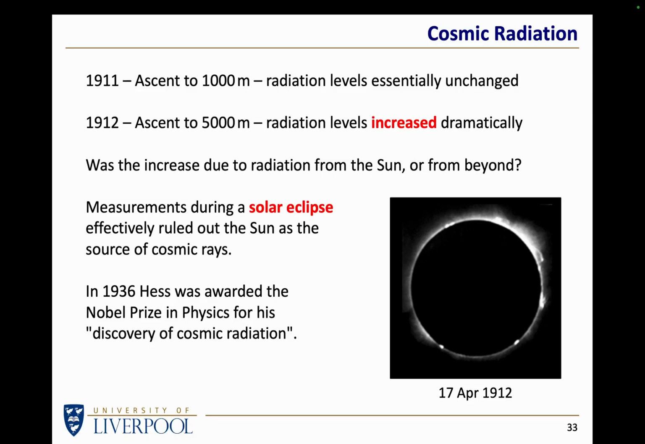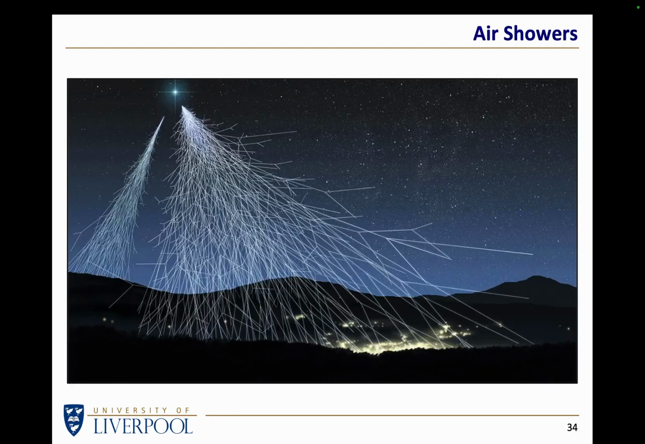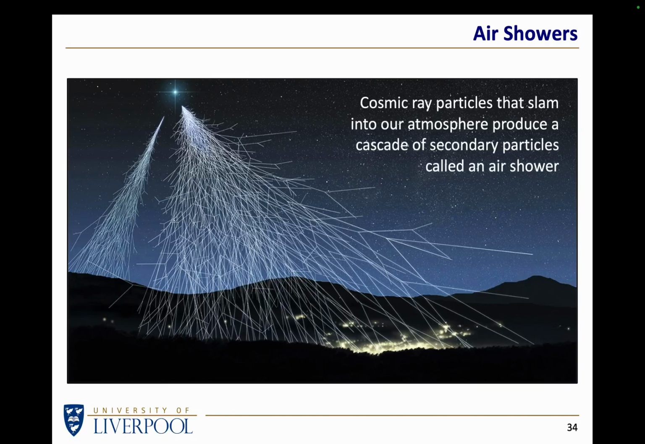The terms cosmic rays and cosmic radiation cropped up in the 1920s, and he got the Nobel Prize for taking these historic balloon flights and showing what was going on. We now know something about what's happening. We know that particles are hitting the top of the atmosphere and producing a shower. There's this cascade, this avalanche.